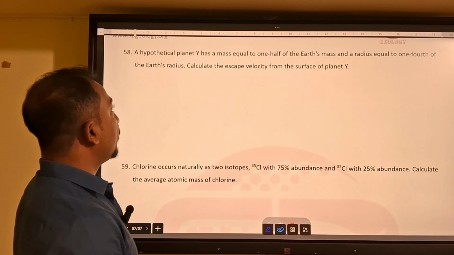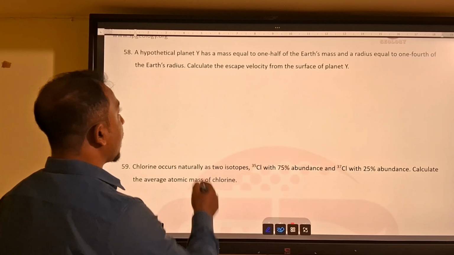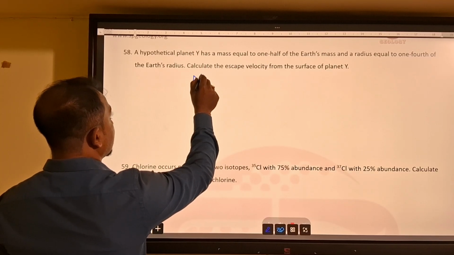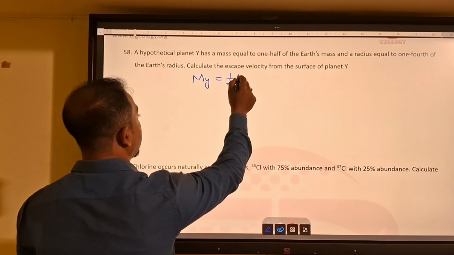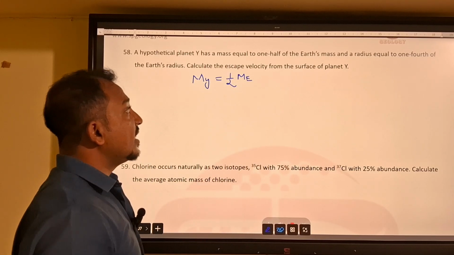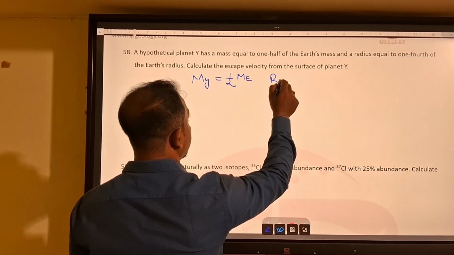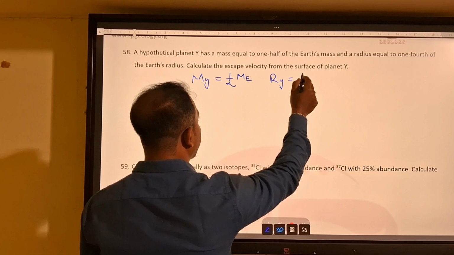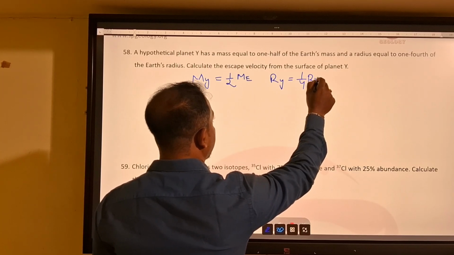So here we have a hypothetical planet Y. It has mass equal to 1/2 of the Earth mass. So mass of the planet Y is equal to half of the mass of the Earth, and a radius equal to 1 by 4. That means radius of planet Y is equal to 1 by 4th of radius of Earth.